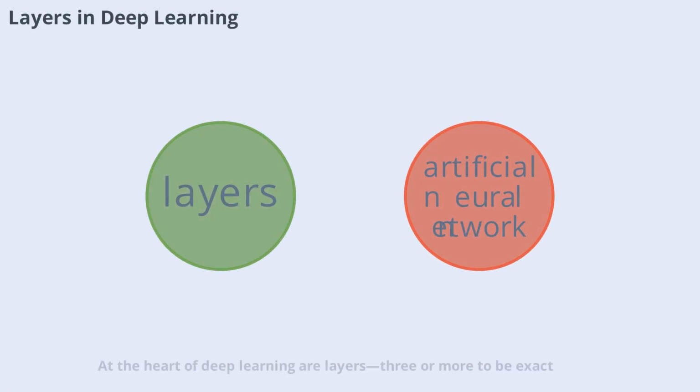The heart of deep learning is layers, 3 or more to be exact. These layers act as artificial neural networks, replacing the human brain's neural connections. Each layer helps the model learn from massive amounts of data, making it possible to solve complex problems. But what exactly are these layers and how do they relate to the human brain? Let's dive deeper into the concept of artificial neural networks and see how they form the backbone of deep learning.